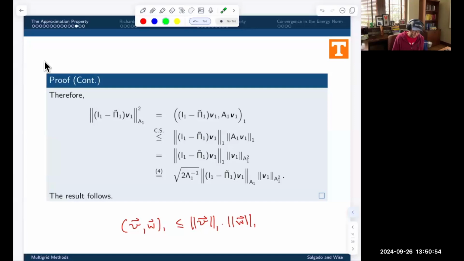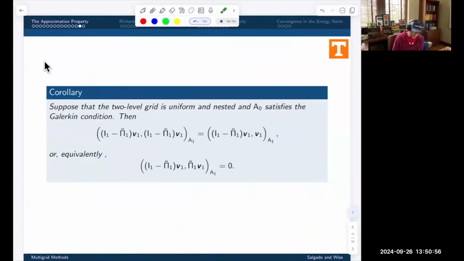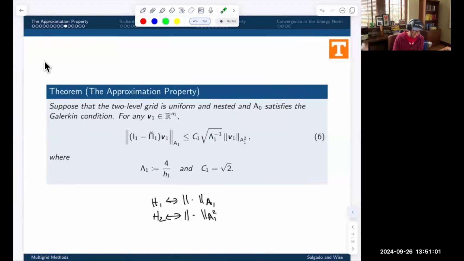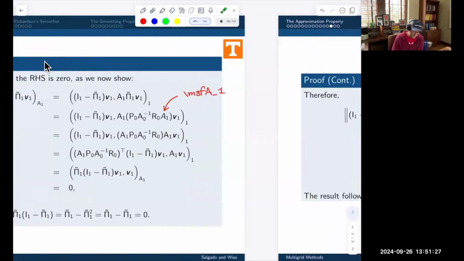So that's the result. Let me go back and emphasize that this is the structure of what we're going to call the approximation property. What we're usually interested in is figuring out the size of this coefficient C1 in this inequality. Here, because we're doing very basic Fourier analysis, we can show that that constant works out to be square root of 2. All right, so that's what we proved.